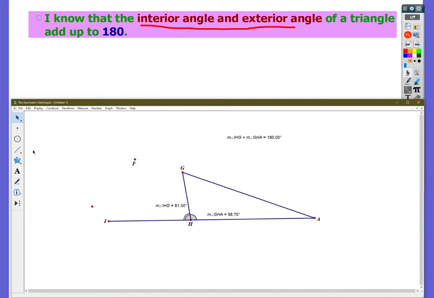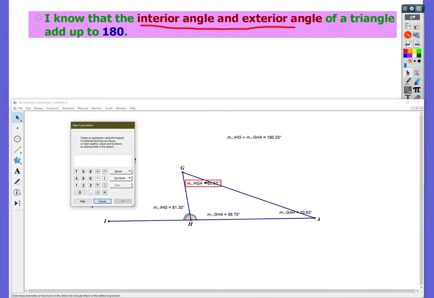We can also investigate one other thing. I'm going to measure this angle here, and I'm also going to measure this angle right here. And then I'm going to add these two other interior angles, see if they have any relation to this angle here. So I'll do one more calculation.